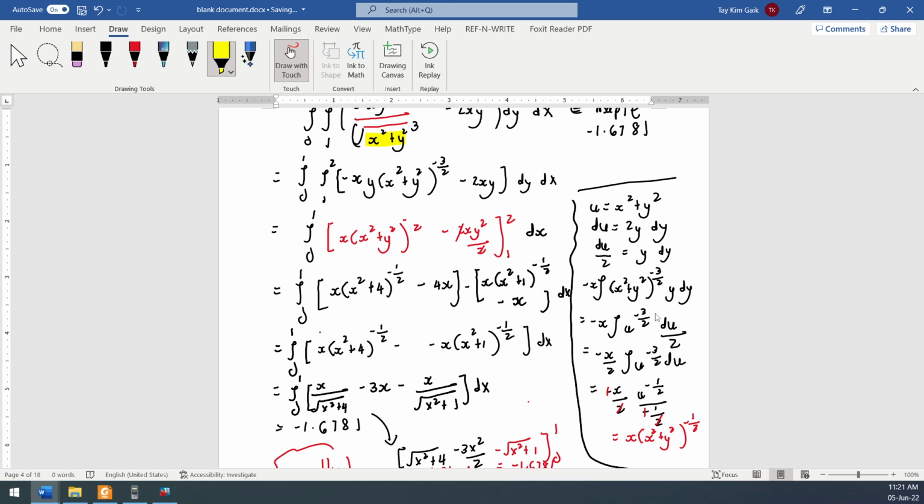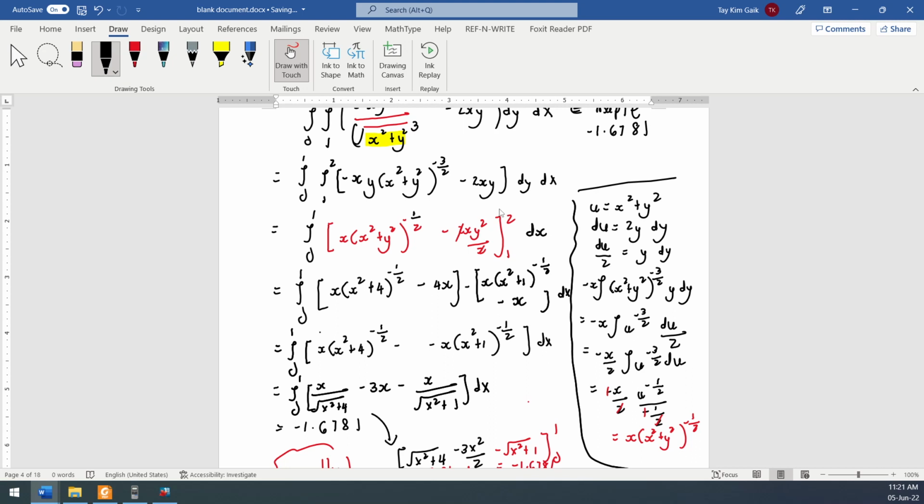For integration, index plus 1. So negative 3 over 2 plus 2 over 2, I am left with minus half. Then divide by the increased power, which is minus half. Negative and negative cancel, 2 cancels with 1 over 2. So you are left with x squared plus y squared to the power negative half. Then integrate negative 2xy, you get negative x y squared over 2.